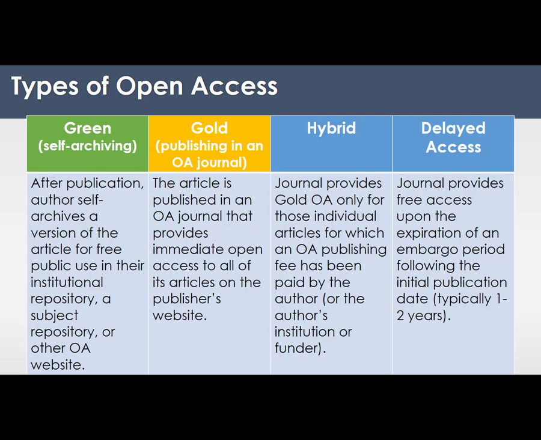The second type is Gold OA, or publishing in an open access journal. In this case, the article is published in an open access journal that provides immediate open access to all of its articles on the publisher's website. Thirdly, the term hybrid open access is used to describe an open access model where a journal provides gold open access only for those individual articles for which an open access publishing fee has been paid by the author or the author's institution or funder. Finally, with delayed access, the journal publisher provides free access to the article following the expiration of an embargo period, typically 1 to 2 years after the initial publication date.